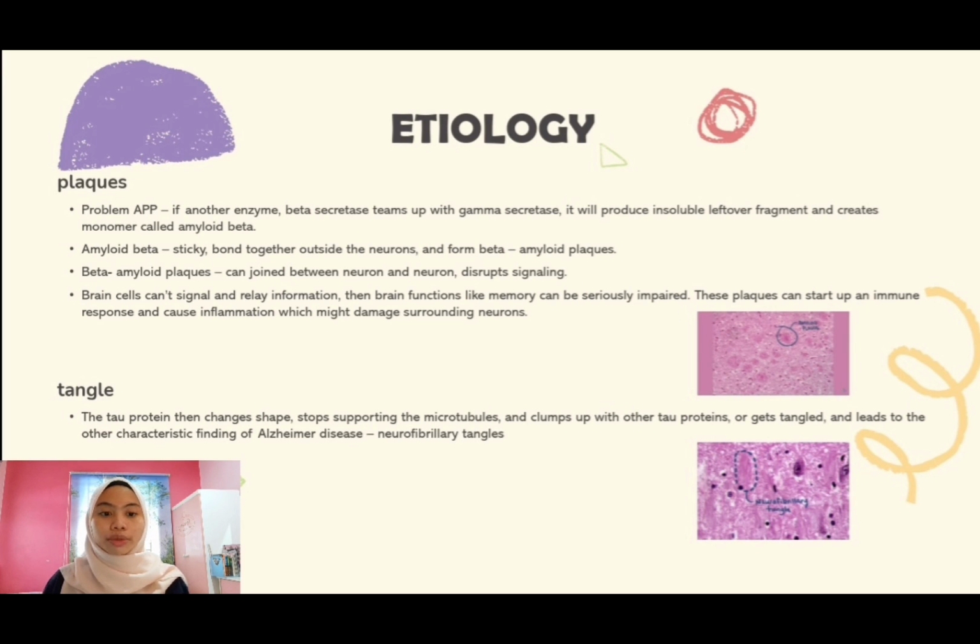This insoluble peptide is called amyloid beta, which tends to be sticky, and it will bond together forming beta amyloid plaques. Beta amyloid plaques will form between neurons and disrupt signaling in brain cells, so it will cause memory impairment. Day by day, these plaques can start an immune response and cause inflammation which might damage surrounding neurons. Next is tangles.